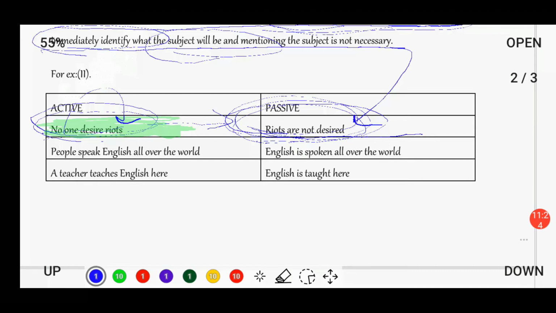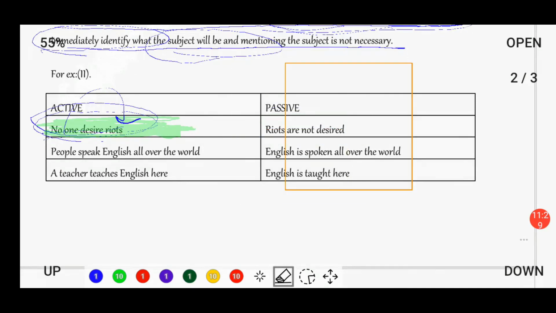So in this sentence, in the passive voice, we are not mentioning who has performed the riots. We are simply writing it as "Riots are not desired."